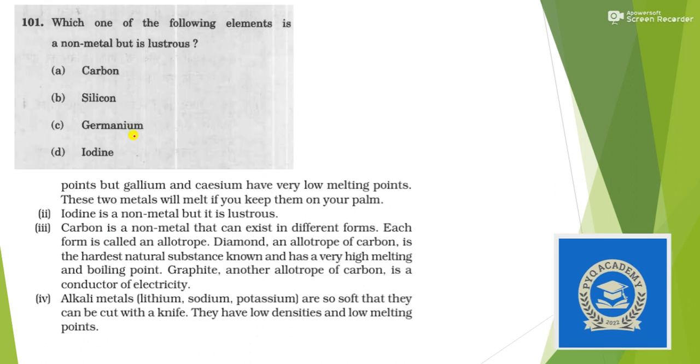Which one of the following elements is a non-metal but is lustrous? It is also directly from the metals and non-metals chapter. Okay. Here you can see that iodine is a non-metal but it is lustrous. That means it has a shiny appearance.